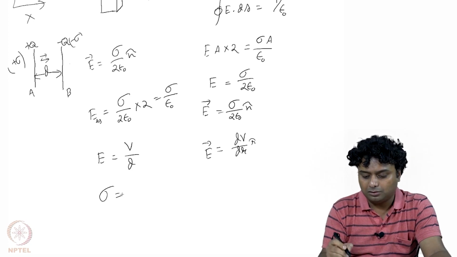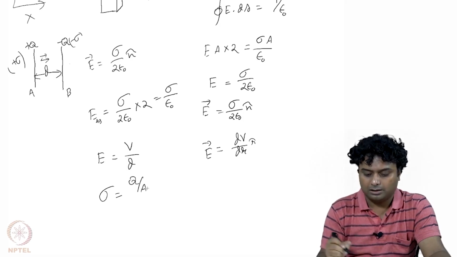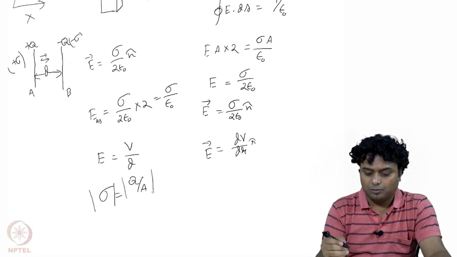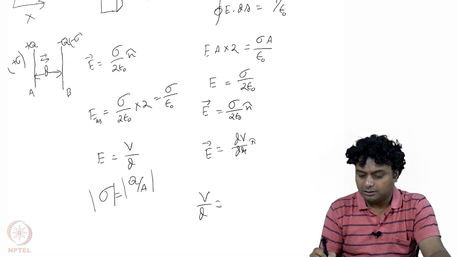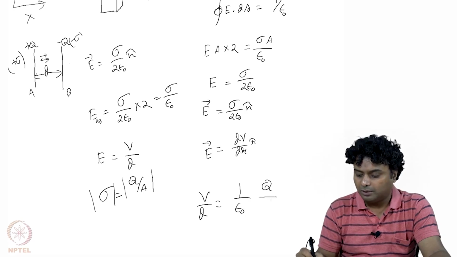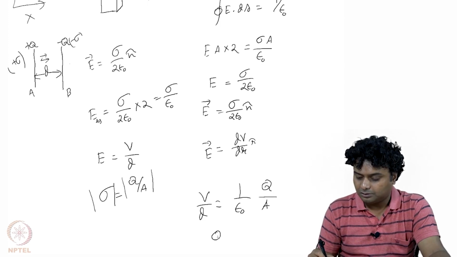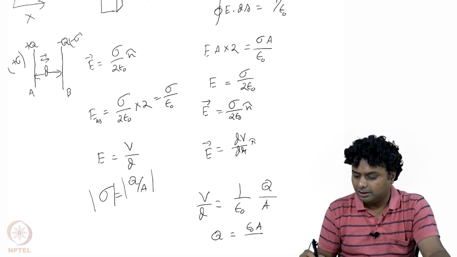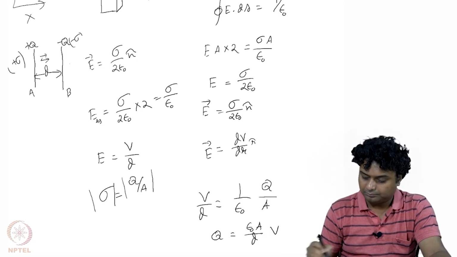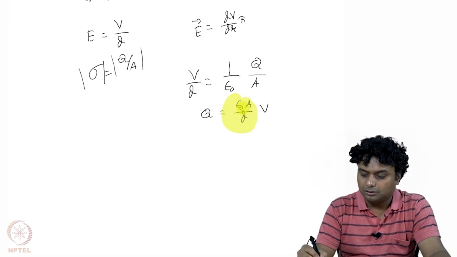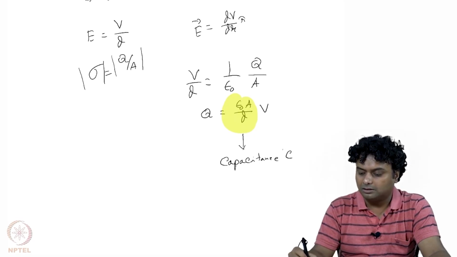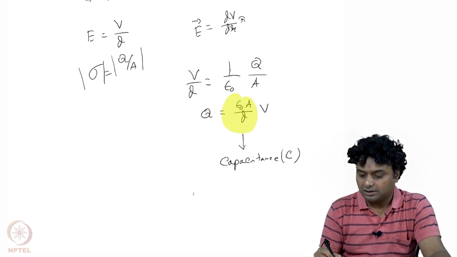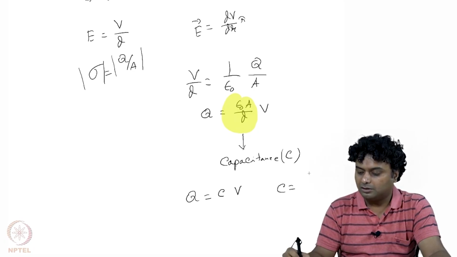And another thing is that sigma is equal to Q by A, like mod of sigma is equal to mod of Q by A. So if we put these expressions in the electric field term, then we get E equals V by d equals 1 by epsilon naught into Q by A, or Q is equal to epsilon naught A by d into V. Now this term, epsilon naught A by d, is known as capacitance C, and if we put this C, then we will get Q equals C into V, where C is equal to epsilon naught A by d.